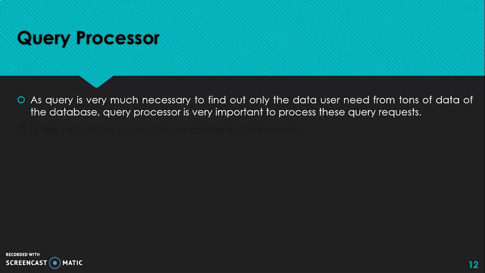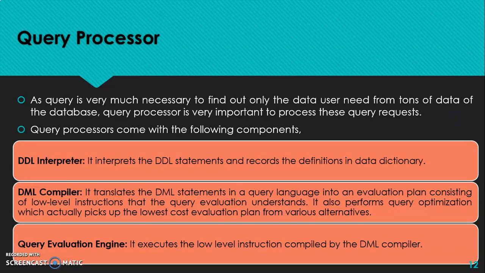So the query processor will help in finding out what the user wants and it will give only the relevant data that is required to the user. So it will help in finding out a small amount of data from the large database that is required for the user. Now query processor comes in with the following components.